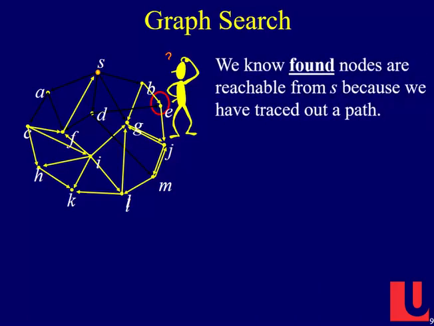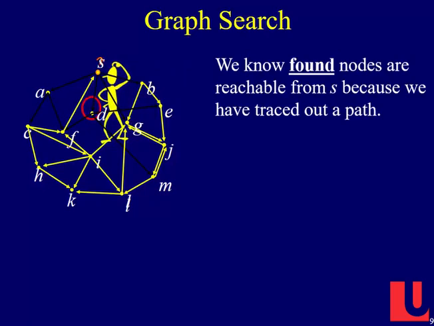Exactly. So that's going to be one of our loop invariants: we're going to have a set of nodes that have been found. You see them. You know they exist. And how do you know they exist? Well, you walk the path to them. So they must be reachable from S, right?